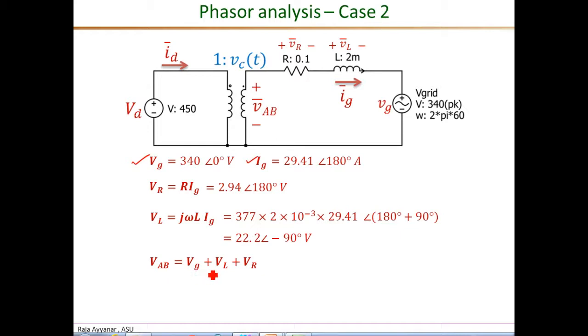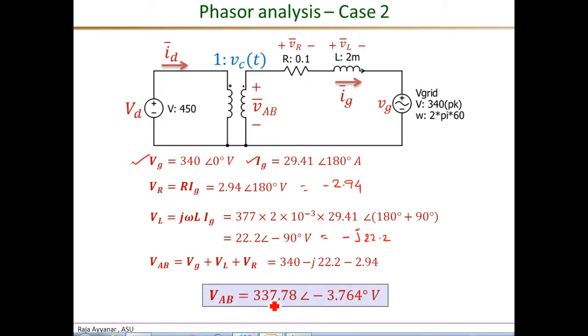So VAB as a phasor is VG plus VL plus VR, and that comes out to be: VG is simply 340, and VL is the same as minus j 22.2, that is here, and VR is also the same as minus 2.94, so that is indicated here. Then VAB comes out to be 337.78 volts with an angle of minus 3.764 degrees.